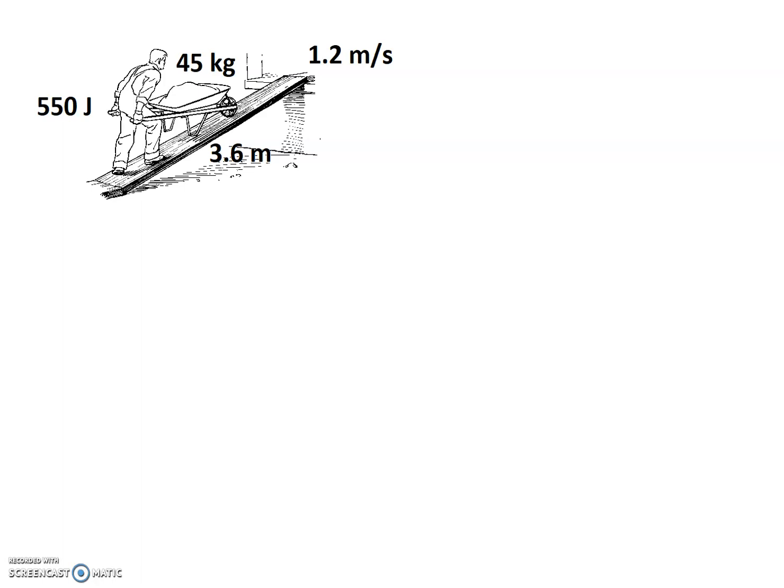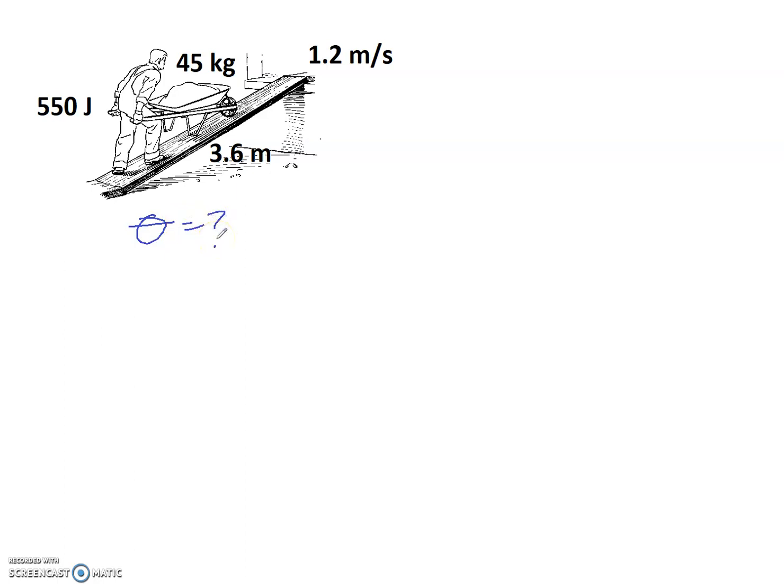Okay, so let's look at a typical forces, work, and energy type situation and see what we can solve for. Here we got a guy with a 45 kilogram wheelbarrow going up a ramp that is 3.6 meters long. He's going to just start at rest at the bottom, and he reaches 1.2 meters per second at the top, and we've got him listed as having done 550 joules in order to go from the bottom to the top of the ramp. And what we're going to do is we're going to see if we can find out what the angle of the ramp is.